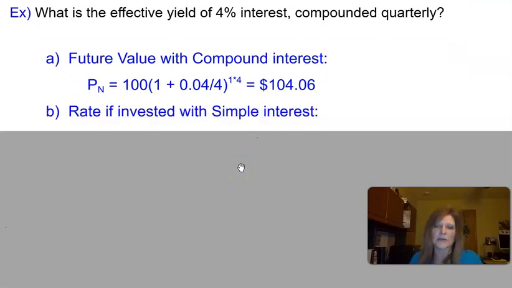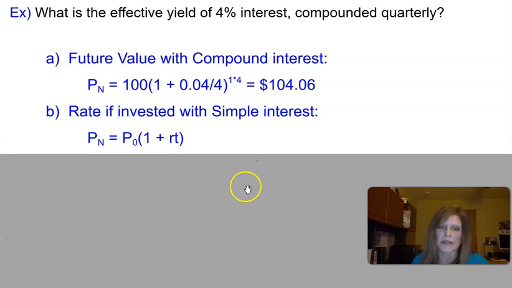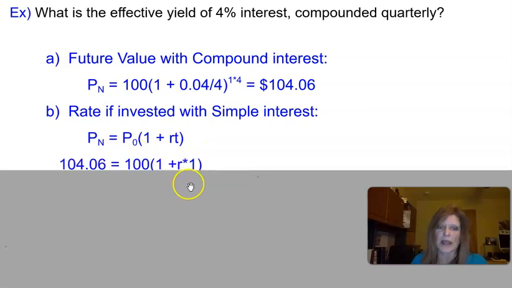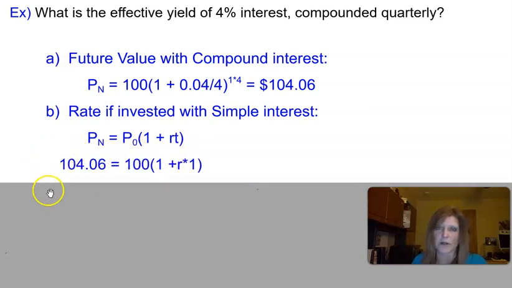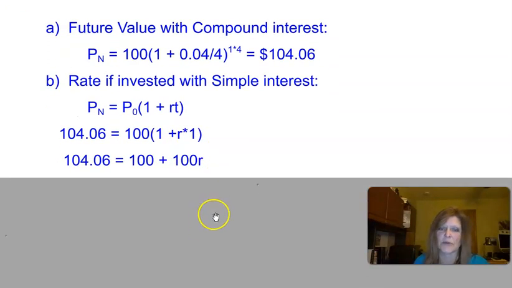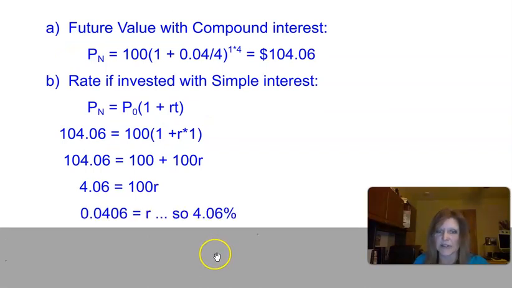Now, if that $100 had been invested at simple interest, what would the rate have been? We're going to set up an equation using our simple interest formula. I'm going to put in the future value, $104.06, and my initial value of $100, times 1 plus R times 1, because we're trying to find the rate. If I do all the math on this, distribute, subtract the 100, and divide, it turns out that it would be 4.06% simple interest. So 4% compounded quarterly is 4.06% simple interest.